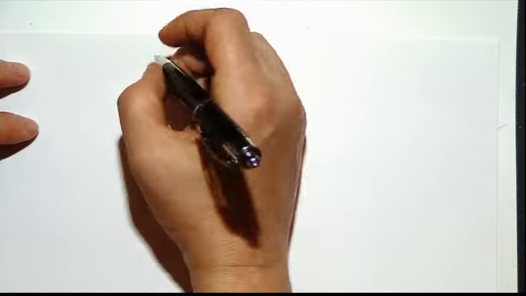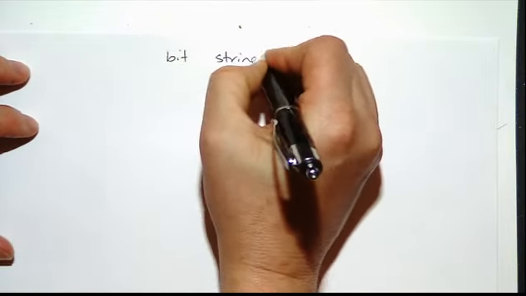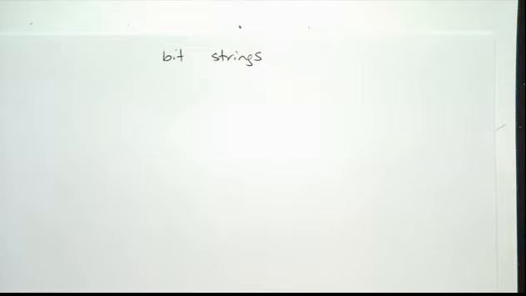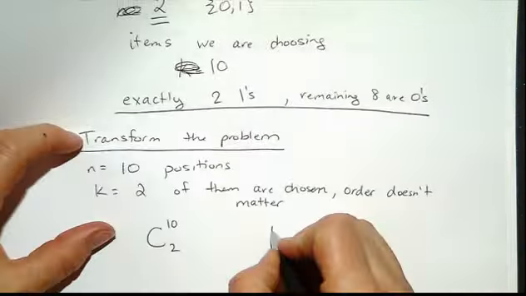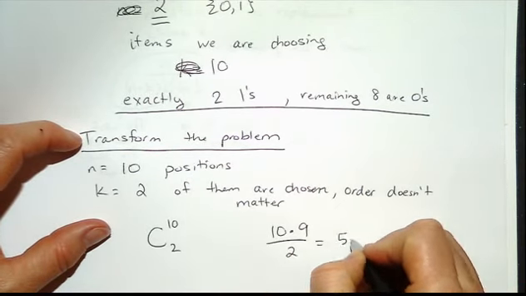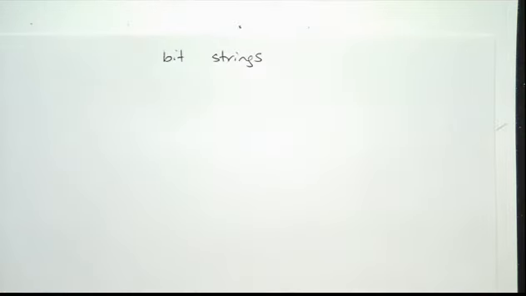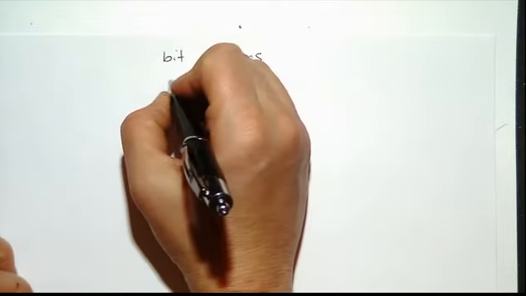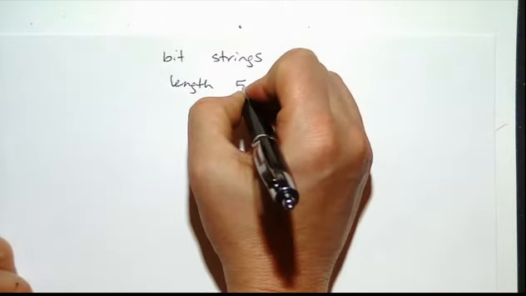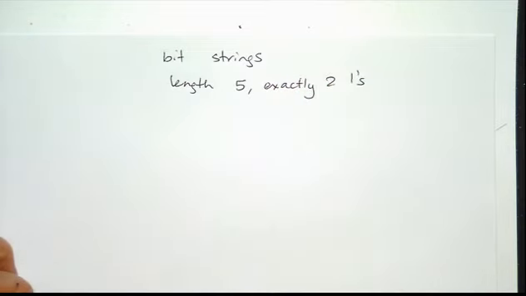Let's just multiply out, by the way, 10 choose 2. That is 10 times 9 over 2, which is 5 times 9, is 45 things. I'm not going to do those, okay? But we'll do 5. So we'll do a bit string of length 5, and they have exactly 2 ones.